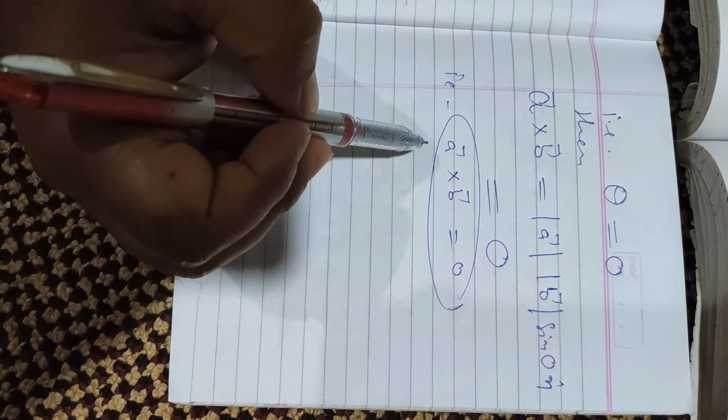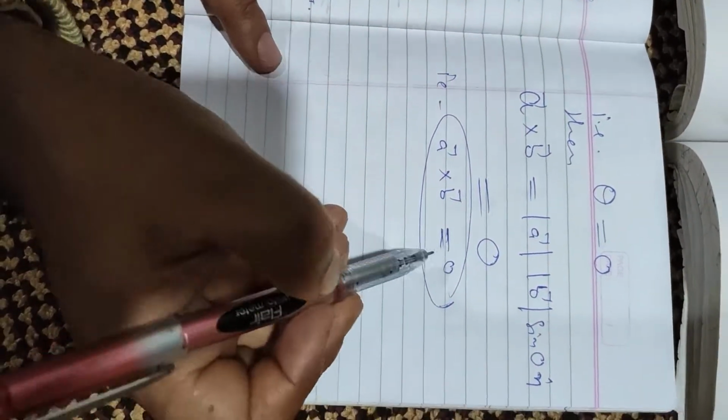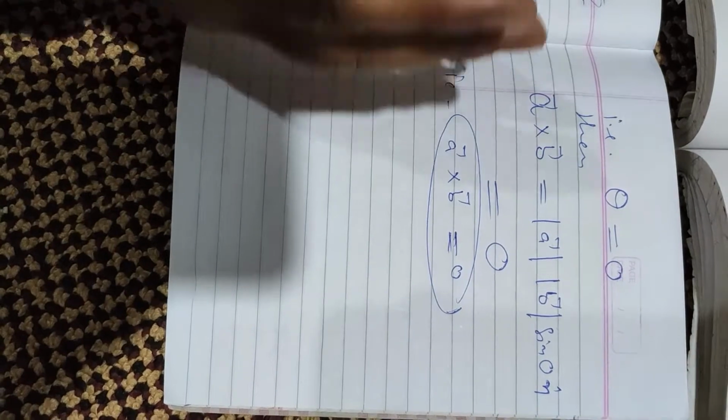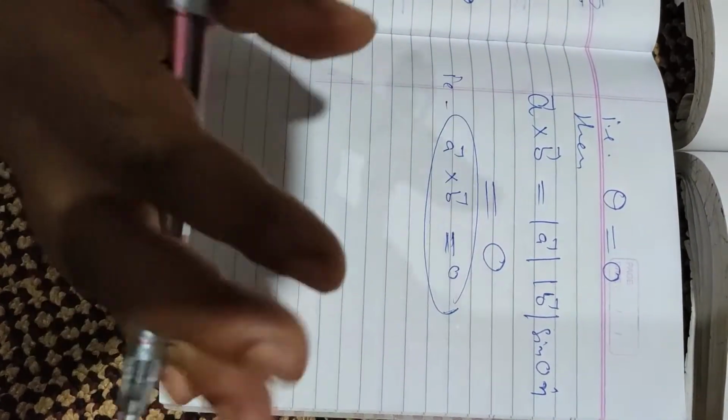Two vectors are said to be parallel when their cross product is equal to 0, and we have already discussed that two vectors are perpendicular when their dot product is 0. We have already told you that.